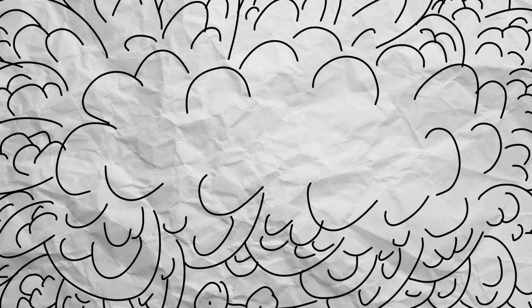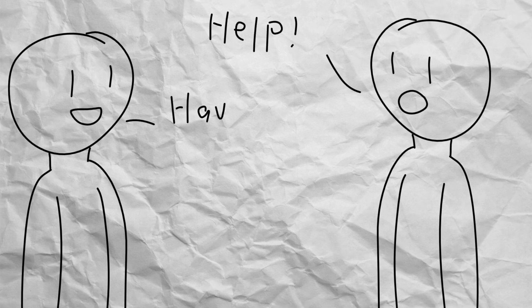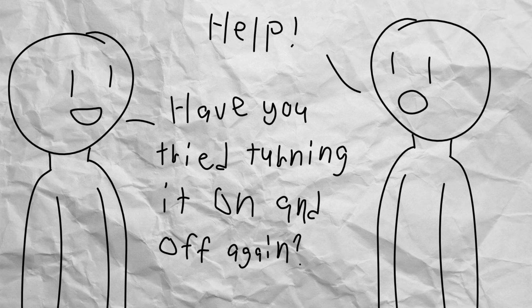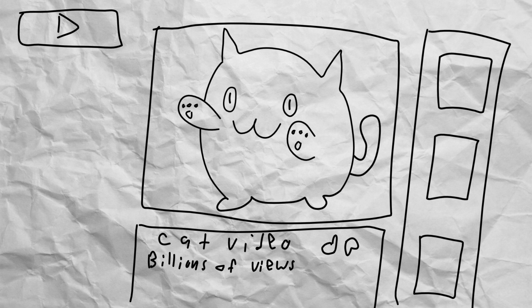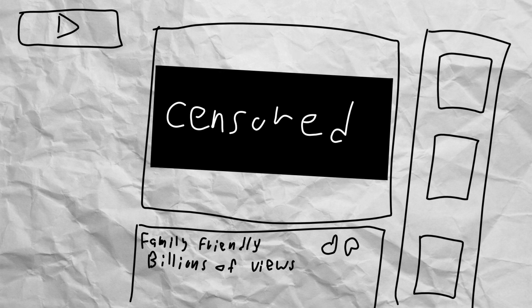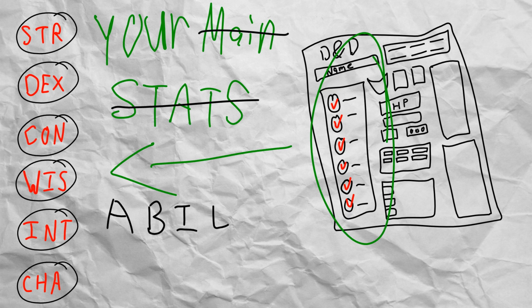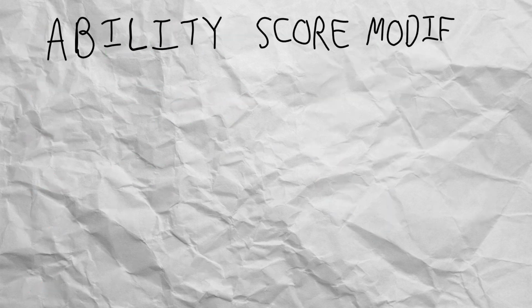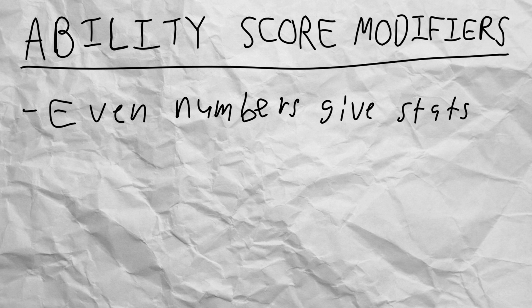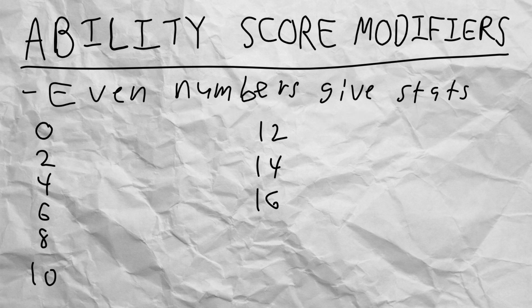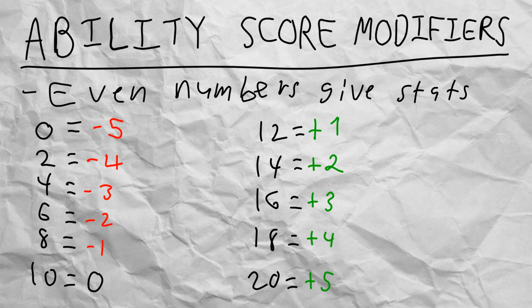Intelligence is how big and smart your brain is. Wisdom is for people who have good hunches, capable of reading the situation. Charisma is to understand how to be cool and sociable and allows you to make friends, or you could just be hot. These 6 main stats are known as ability scores. Ability score modifiers come in even numbers, with the lowest ability score number being 0 and the highest 20, with the modifiers ranging from -5 to +5.